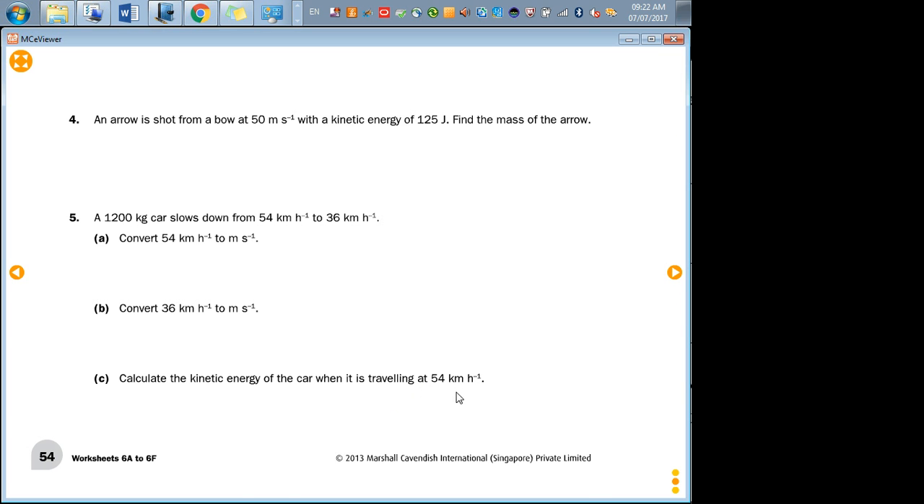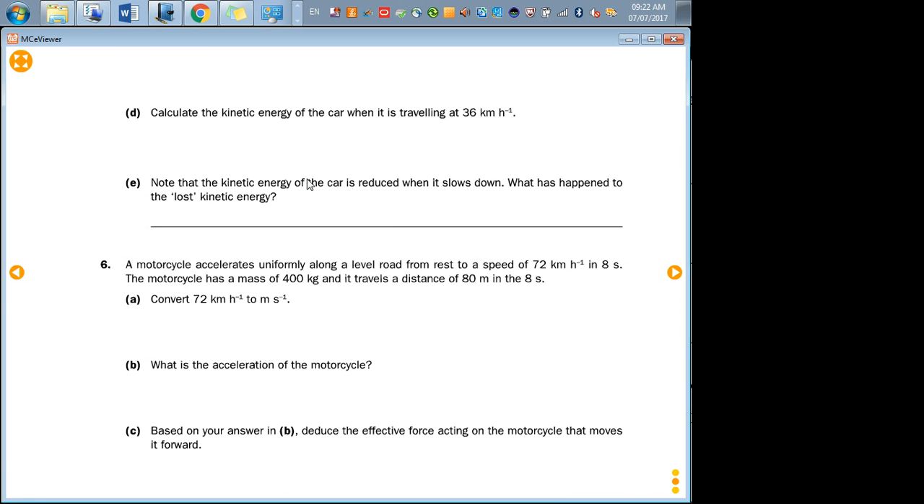Okay, so the speed is 54 kilometers per hour. Quite a few of you disagree. Vincent, why do you disagree? It should be in meters per second. Okay, Jiang? Everything should be in SI units. Then you can calculate the kinetic energy of the car. Easy? Okay, so calculate the kinetic energy of the car when it's traveling at 36 kilometers per hour. You can also do that. Same formula, change this to meters per second.